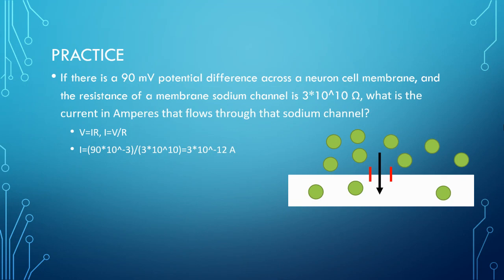We rearrange Ohm's law a little bit. So I equals V divided by R. And then plug the numbers for voltage and resistance in, and we get a current of 3 times 10^-12 amperes. And that's really tiny. With tons and tons of sodium channels, that gives our neurons the ability to send electrical signals and allows us to move and think and do all the other things we do.